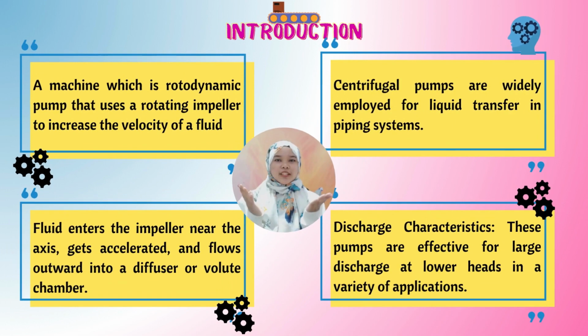Okay, now, what is a centrifugal pump? A centrifugal pump is a rotodynamic pump that uses a rotating impeller to increase the velocity of a fluid and is also widely employed for liquid transfer in piping systems. In the centrifugal pump, the fluid enters the impeller near the axis, gets accelerated and flows outward into a diffuser or volute chamber. The discharge characteristics are effective for large discharge at lower heads in a variety of applications.